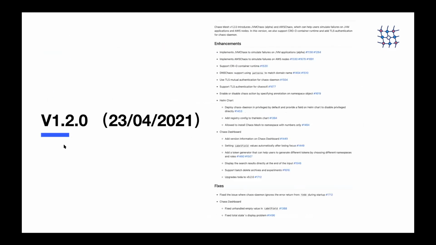Next is about version 1.2.0. We will maybe release this version tomorrow, and in this version we will support JVM chaos and AWS chaos, and also we will support the CRI-O container runtime. If you are interested in this release, you can wait for our new release, download it, and upgrade your Chaos Mesh.